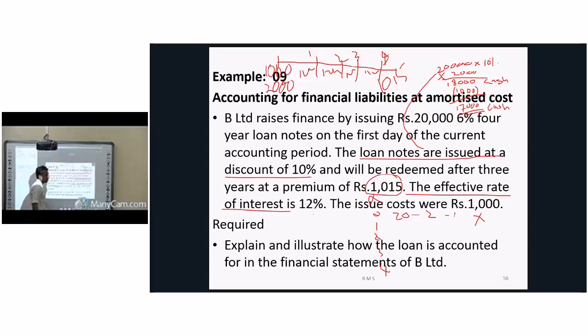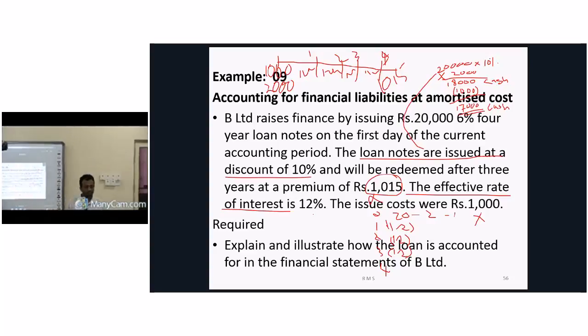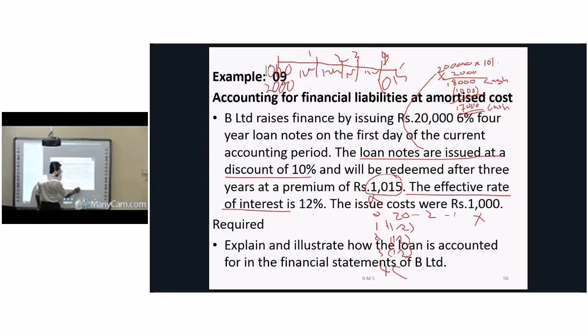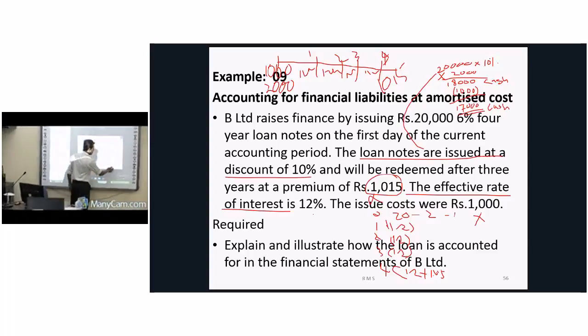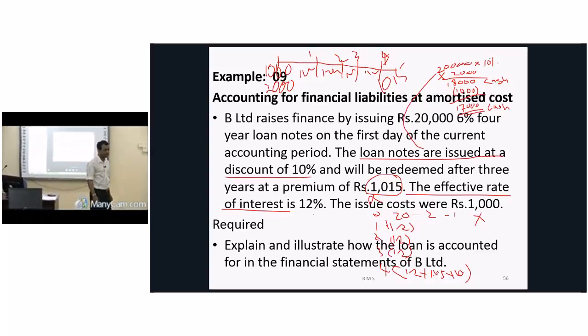In year 1, what is your finance cost? 1.2, which is a cash outflow, you have to pay. In year 2, it is 1.2. Your finance cost in year 3 is 1.2, and in year 4 also 1.2. What will be your cash flow in year 4? You have to pay back all these 1.2 plus the 1000 and the 20, the capital repayment. You have to repay everything at the end of the fourth year.